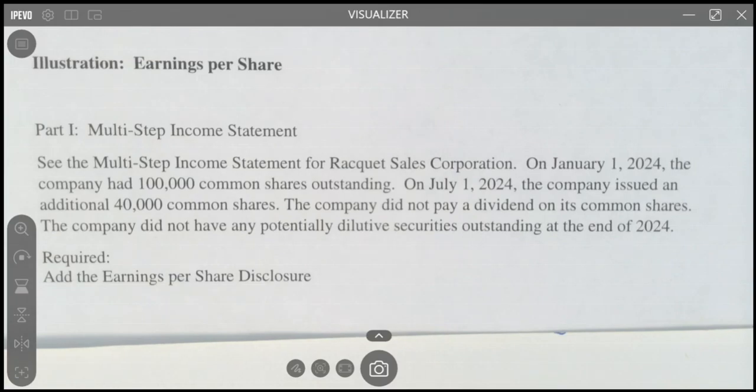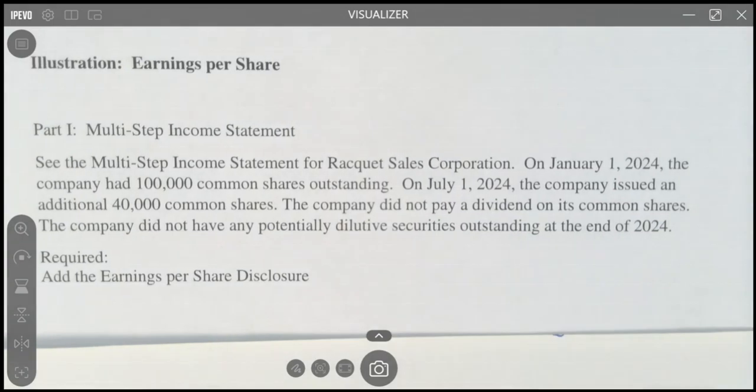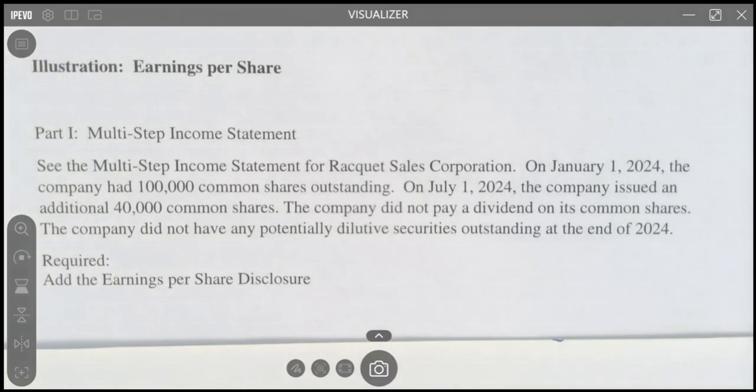See the multiple step income statement for Racket Sales Corporation. Here's some additional information. On January 1, 2024, that company had 100,000 shares outstanding. On July 1 of 2024, the company issued an additional 40,000 shares. The company did not pay a dividend on its common shares all year. And the company does not have any potentially dilutive securities outstanding at the end of 2024. This is what we call a simple capital structure.